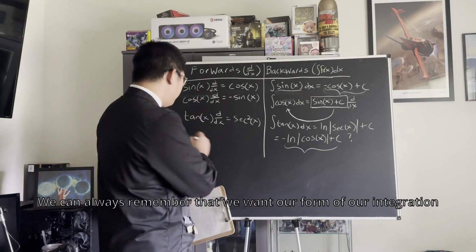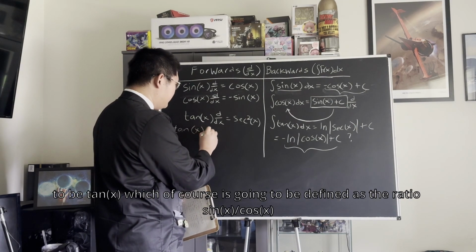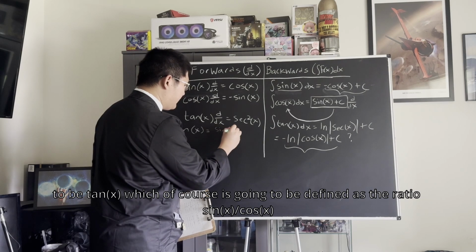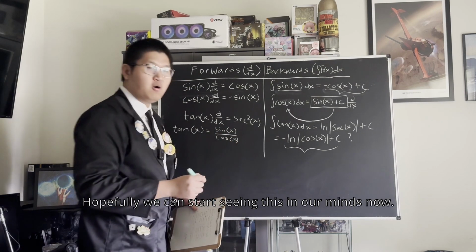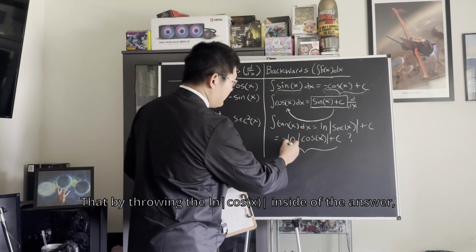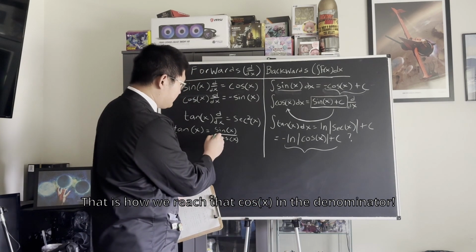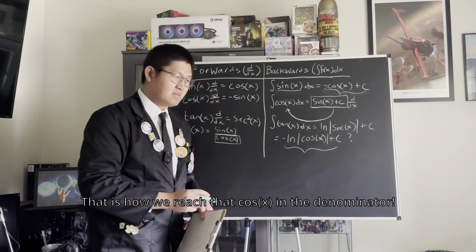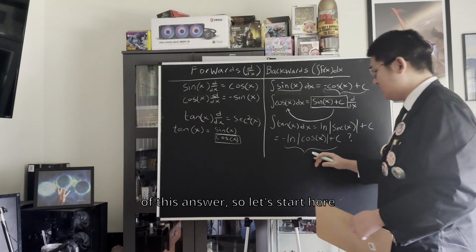Well, we can always remember that we want our form of our integration to be tangent of x, which of course is going to be simply defined as the ratio of sine of x over cosine of x. Hopefully we can start seeing this in our minds now, that by throwing the natural log of cosine inside of the answer, that is how we reach that cosine of x in the denominator. So why don't we look at it this way? We take the derivative of this answer.